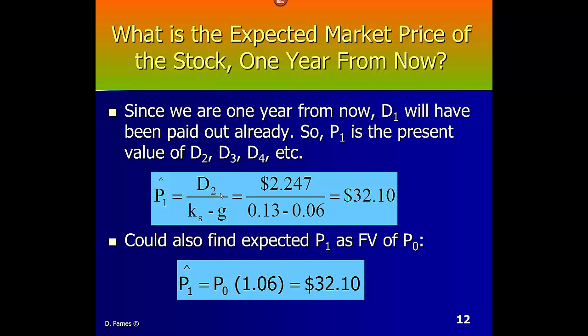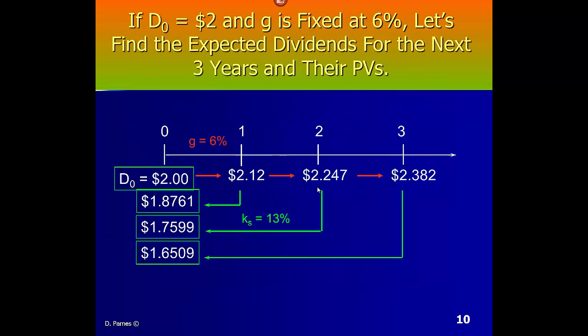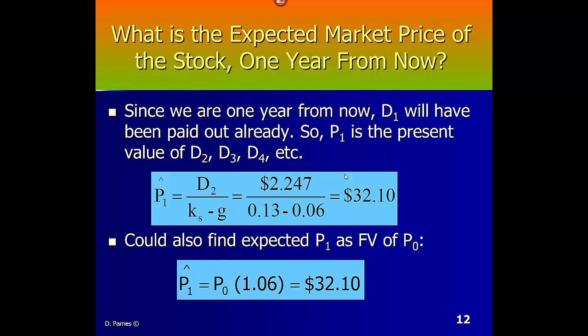Let's plug in the numbers. D2 is equal to $2.247. Here it is, $2.247. That's D2, the dividends generated in year number 2. Divided by the same Ks minus the same g, 13% minus 6%.